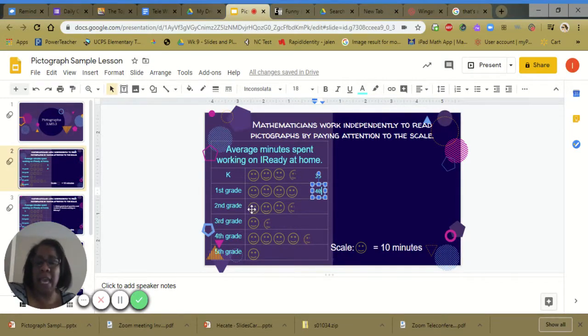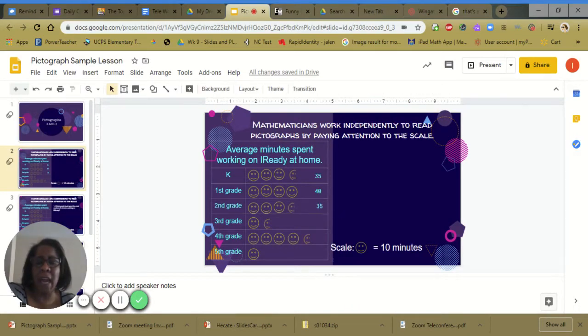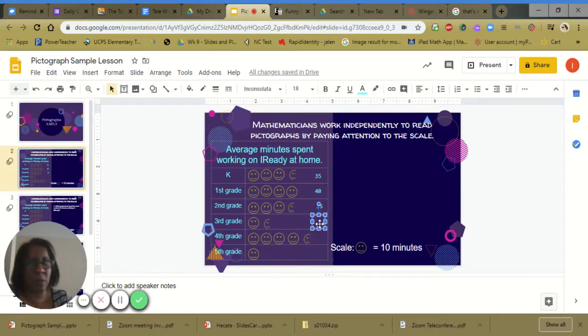Second grade, 10, 20, 30, and again, we have a half. Half, we said, was 5 based on the scale. So like kindergarten, second grade has spent an average of 35 minutes on iReady. We're now looking at third grade. Third grade, we have 1 full smiley face and a half. Interesting. Count with me: 10 plus 5 minutes. That would give us a total of 15 minutes.